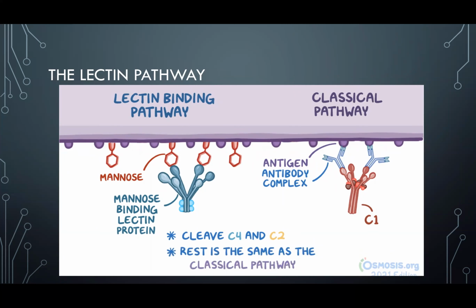C3a enhances inflammation by releasing histamine. Histamine release causes blood vessels to vasodilate and become larger in volume and increases permeability to other white blood cells. C3b causes opsonization and cell lysis.